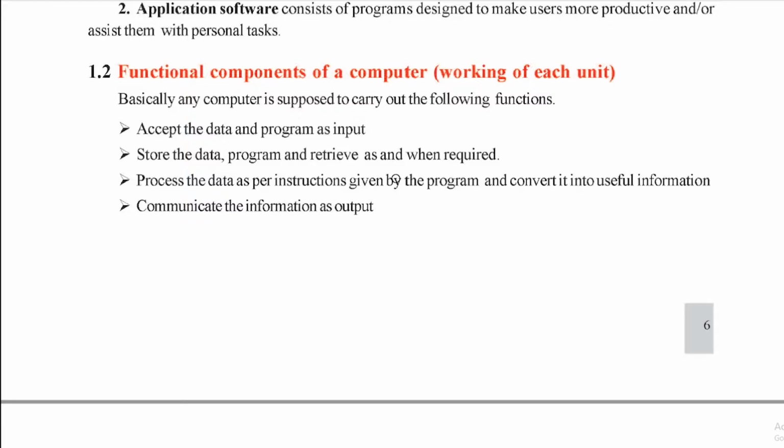To do this, that is to accept data, we need some unit. To perform calculations, we need some devices. To store data and instructions temporarily and permanently, we need some unit. And after the result has been generated, that has to be displayed, so there also we have a unit. Therefore, we have different types. So you can see here, the computer is supposed to carry out the following functions.